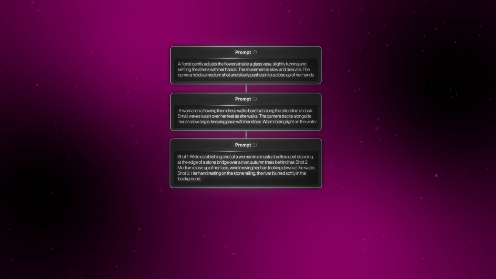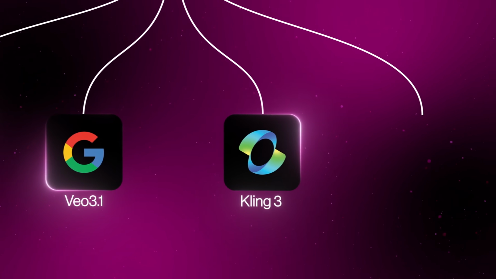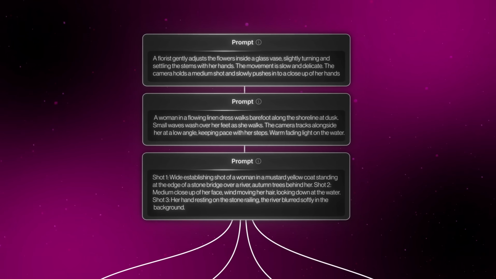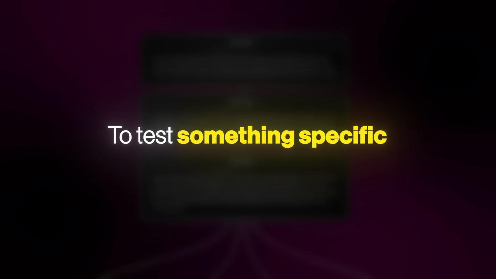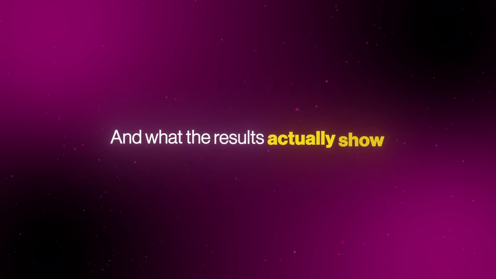Now that we have seen what Seedance 2.0 can do on its own, it's time to put it against the biggest models out there. We are running 3 stress test prompts through 4 models: Seedance 2.0, Veo 3.1, Kling 3, and Higgsfield 2. Each prompt is designed to test something specific, and I'm going to walk you through what I am looking for in each one and what the results actually show.